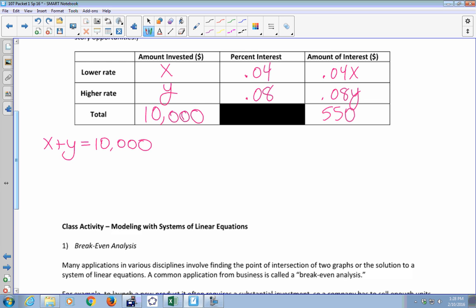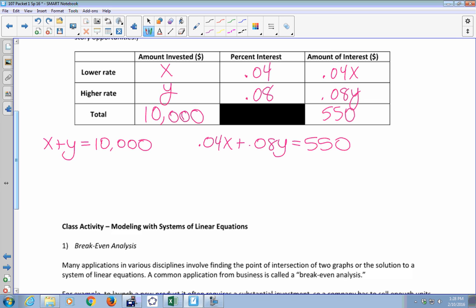Can anybody see another equation, another relationship in this table? Yeah. Yep. Yep. Yeah, the interest earned on one of your accounts plus the interest earned on the other account has to add up to a total of $550 interest earned. And then you can solve this using your favorite method, substitution, elimination. Let's do it quickly with substitution.